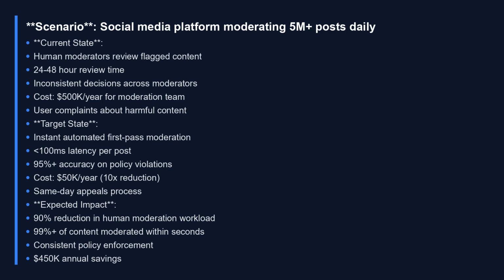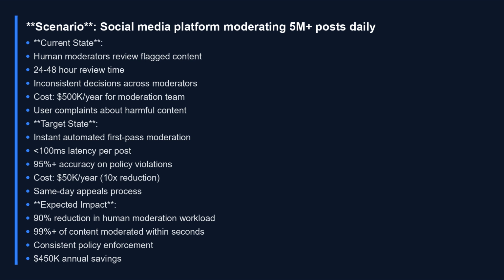Project overview. Here's the scenario you're solving. A social media platform moderating 5 million or more posts every single day. Right now, human moderators review flagged content with a 24 to 48 hour turnaround, inconsistent decisions depending on who's reviewing, and a $500,000 annual cost. Users are still seeing harmful content slip through.